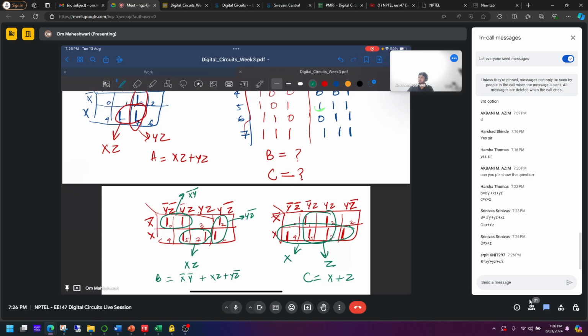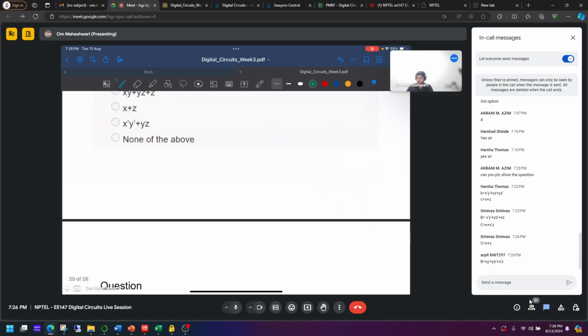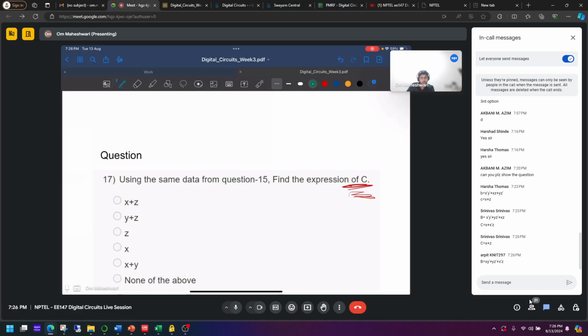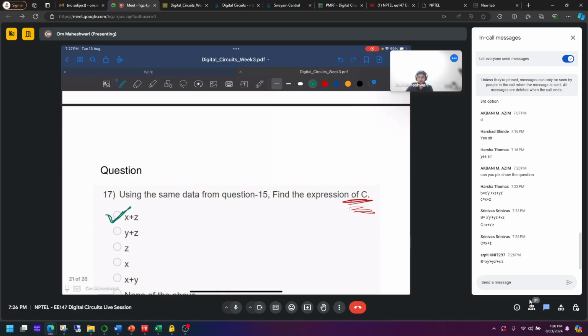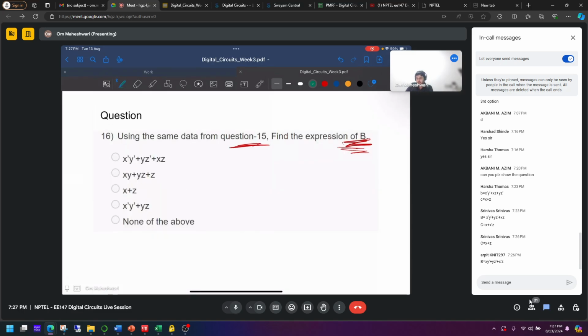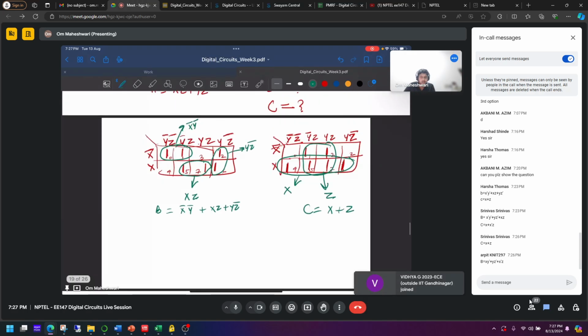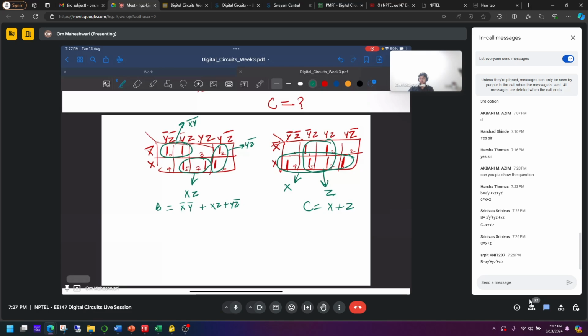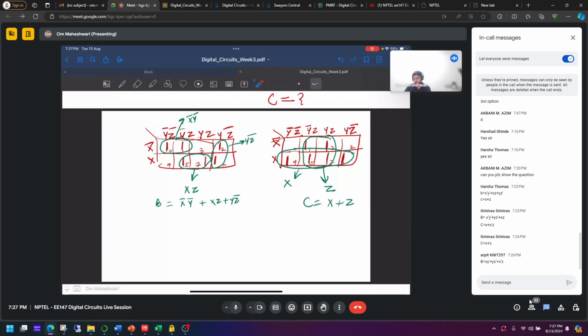All right, then let us move ahead. These two we have solved. Now let us see, the answer was C was x plus z and B was x bar y bar plus yz bar plus xz. I think Arpit, you have got the wrong answer. Do you know where you have made the mistake? Yes, sir. Okay. Actually, yours could also be correct if I see. Can we make a group one here, and one here? Yeah, I think your answer could also be correct.